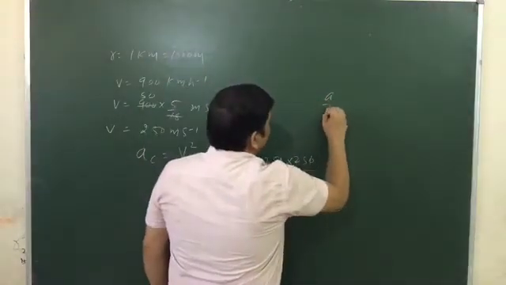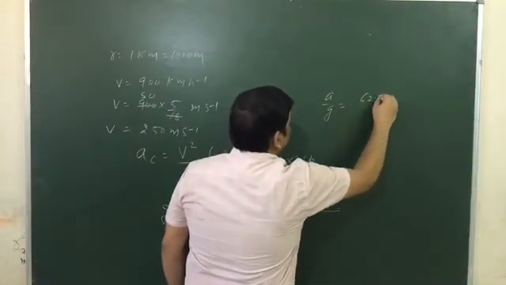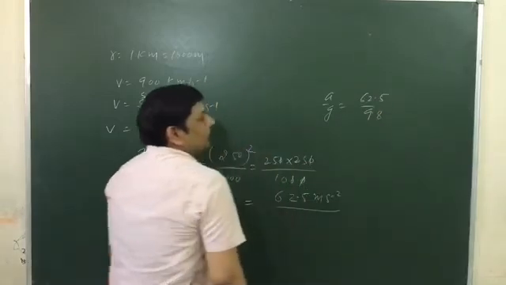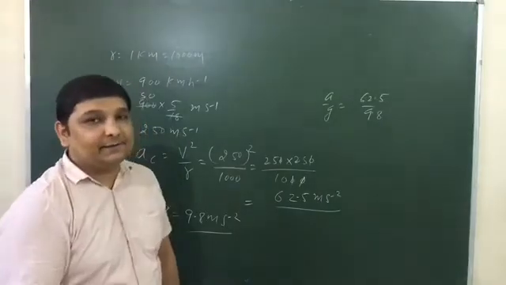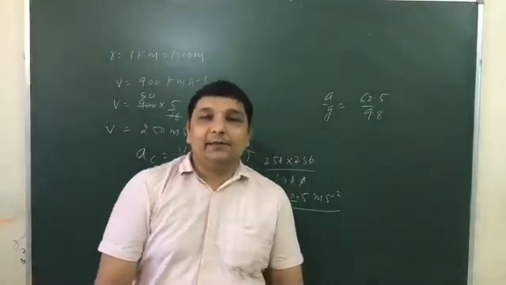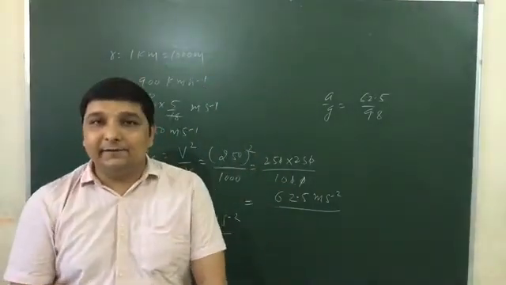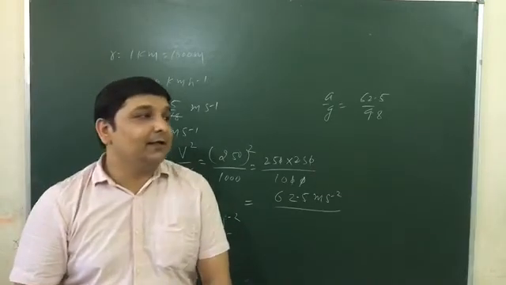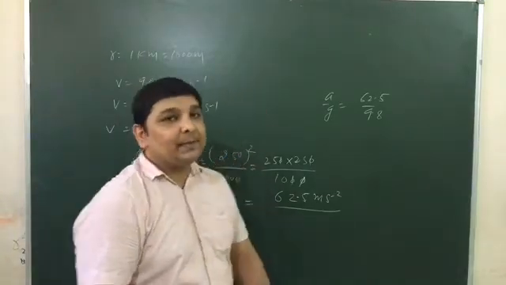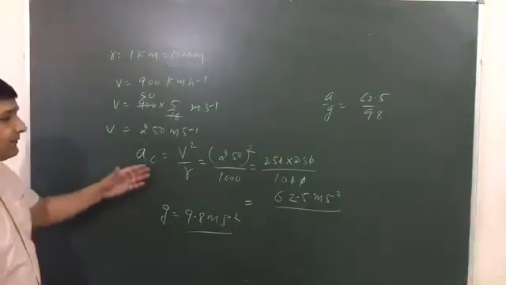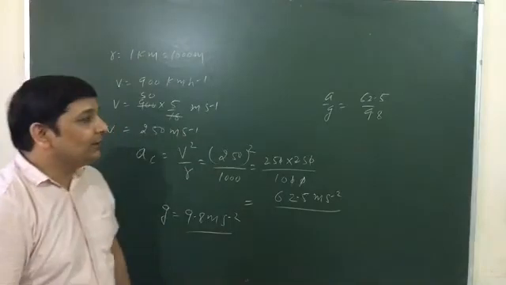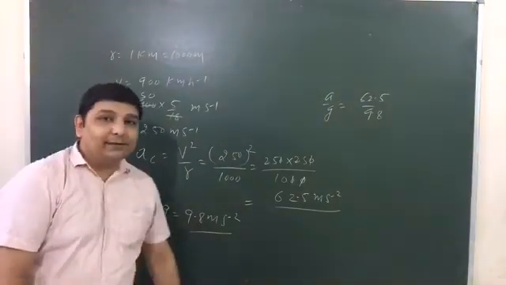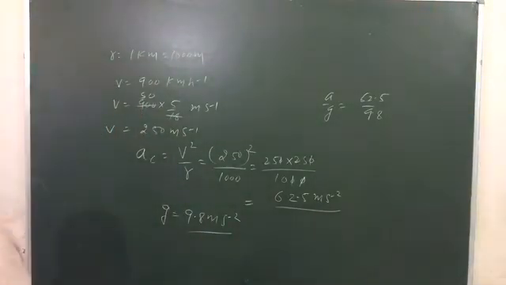Therefore, we can compare acceleration due to gravity and centripetal acceleration. In this case, centripetal acceleration is given by v square by r. V is speed of the aircraft and r is radius of circular path. From this, we can find centripetal acceleration, and we know that acceleration due to gravity is 9.8 meter per second square. Therefore, we can compare them.